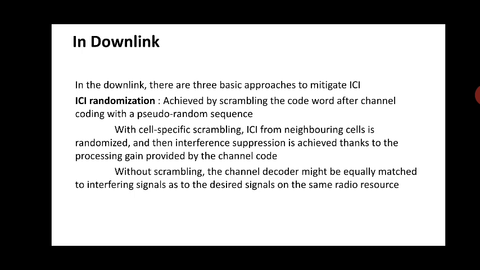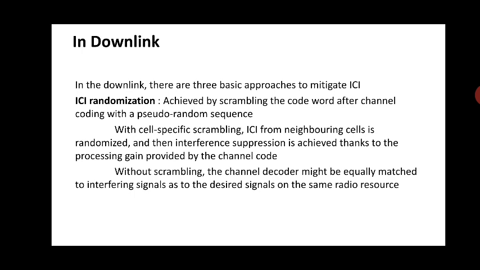There are 3 basic approaches to mitigate ICI, that is, how we can eliminate inter-cell interference. There are techniques used here. The first technique is ICI randomization, which is achieved by scrambling the code word, that is, by assigning a code word for each corresponding cell.